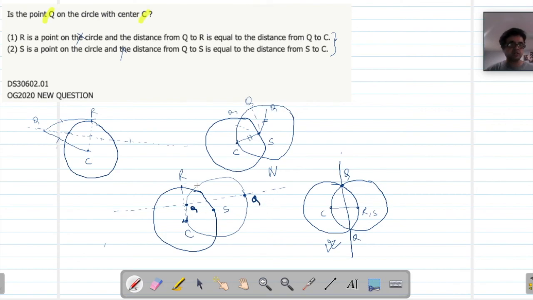If R and S are two different points, then Q lies outside of the circle always. And if R and S are the same point, then Q would lie on the circle always. However, neither of these cases is given to be the case, so Q could lie outside or Q could lie on the circle. Hence, when you combine them, they are not sufficient. The answer to this question is E.